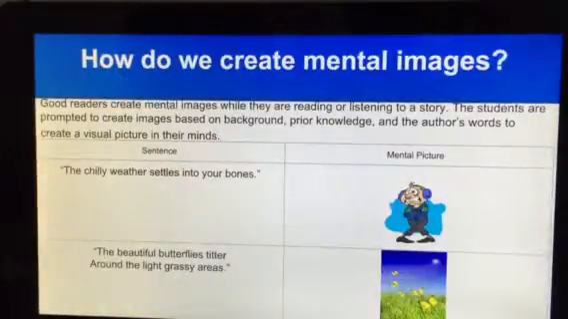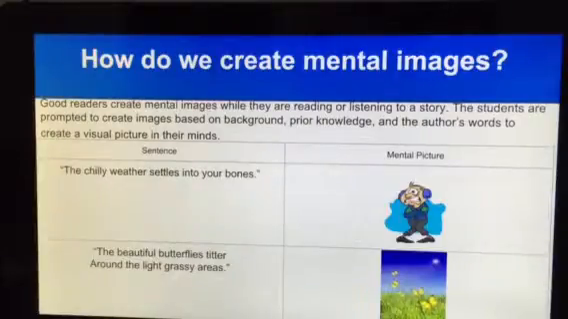Okay, how do we create mental images? Good readers create mental images while they're reading or listening to a story. They are prompted to create images based on their background knowledge, their prior knowledge, and the author's words in order to create a visual picture in their mind. So here's a great example.